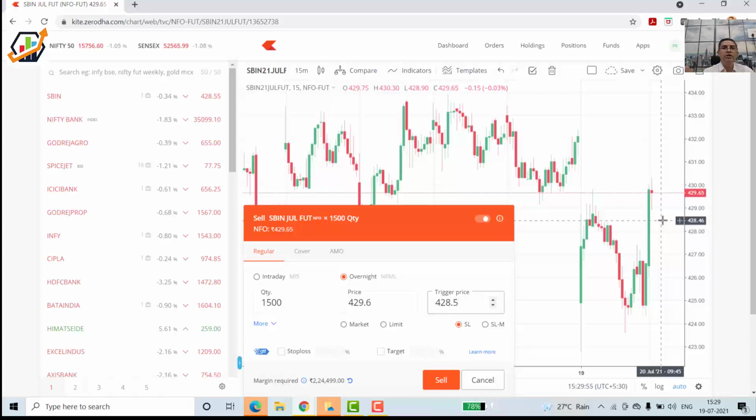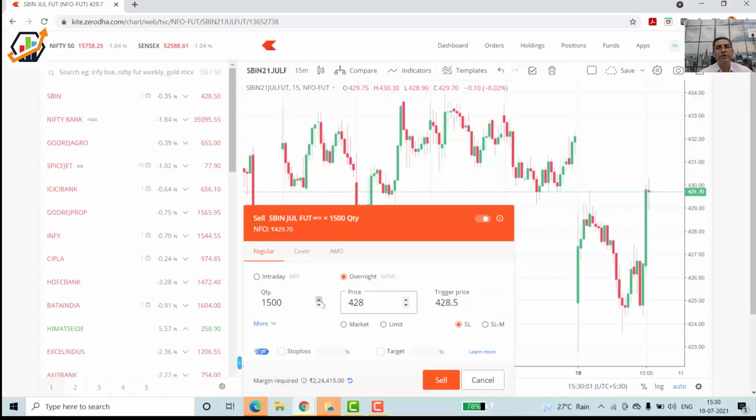Okay, need not mean executed, you'll get triggered, and then you have to give another price, which you can put as 428. So if the price comes down from 429 to 428.5, the order will get triggered, and because you are selling to the best buyer who's there, the trade will get executed anywhere between 428.5 to 428.